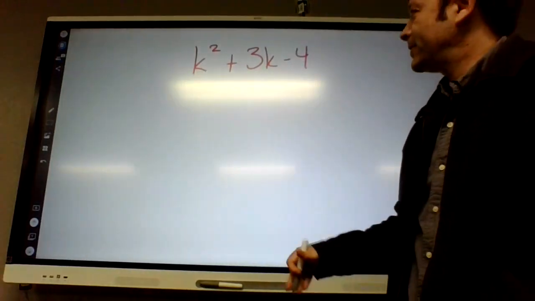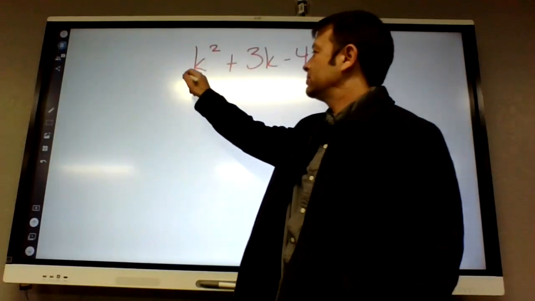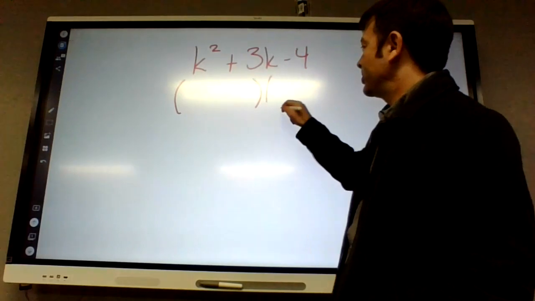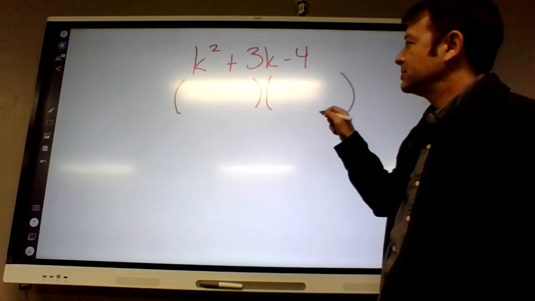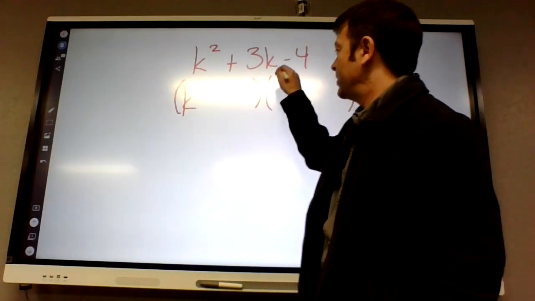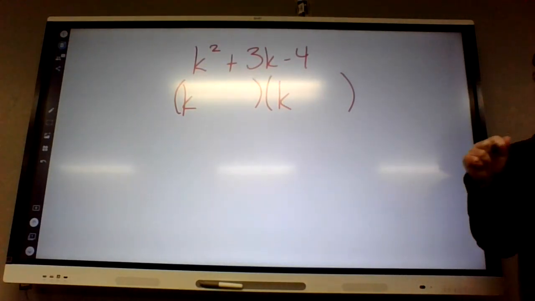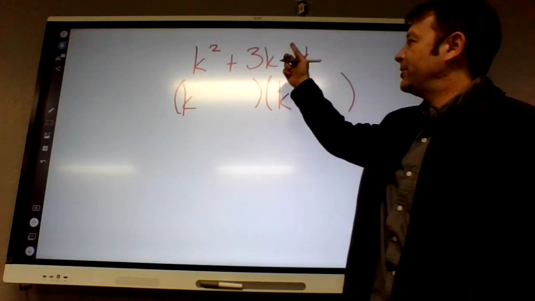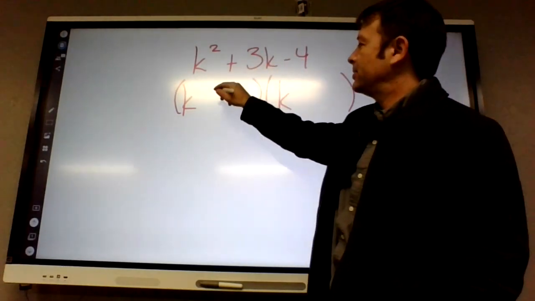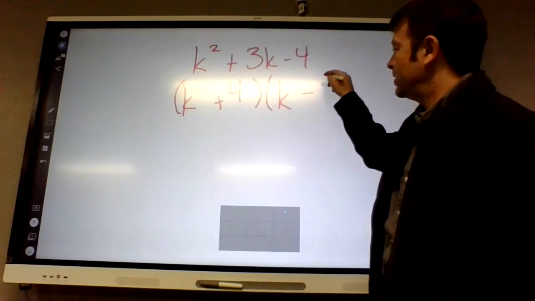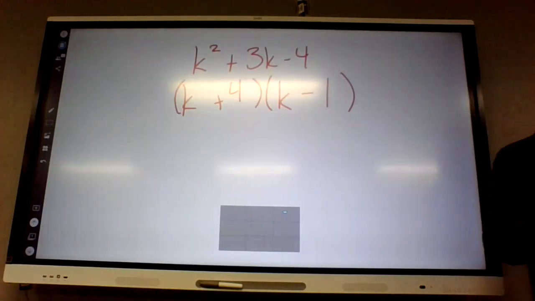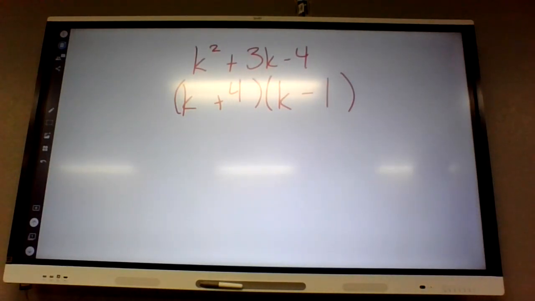Right, if we're going to factor this, what do we need to do? Two sets of parentheses. K's go in the front. What goes in the back? Positive 4 and negative 1. Right. What multiplies into negative 4 that also adds up to 3? Positive 4 and negative 1.